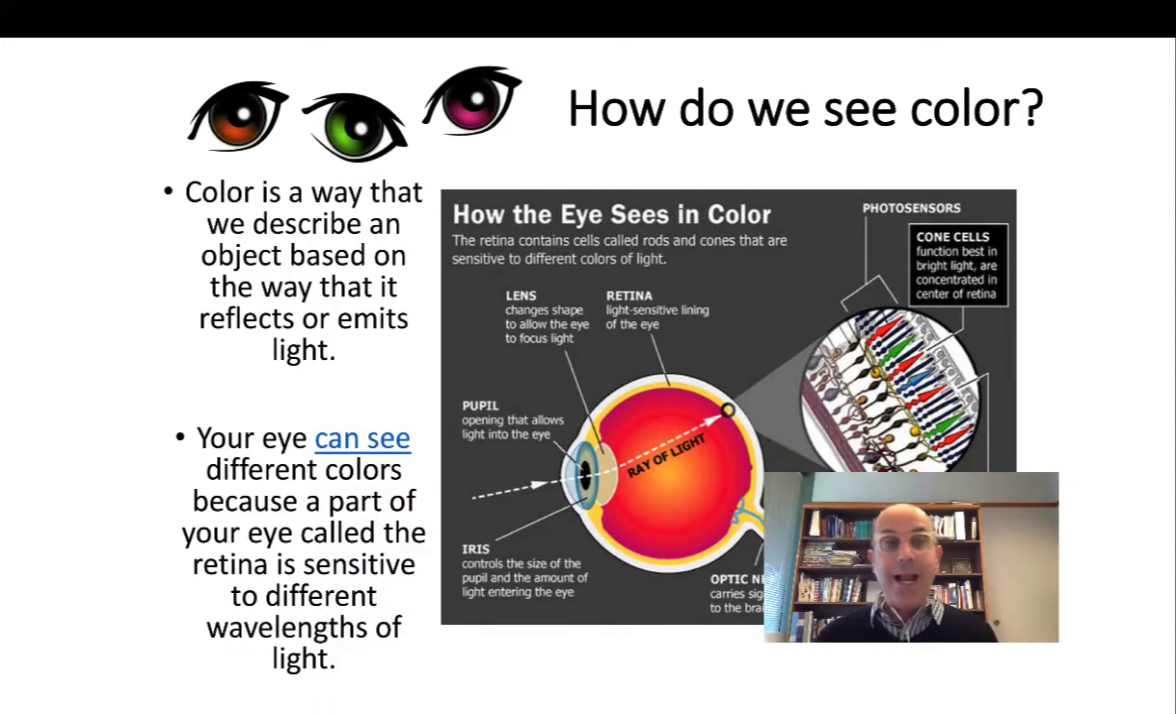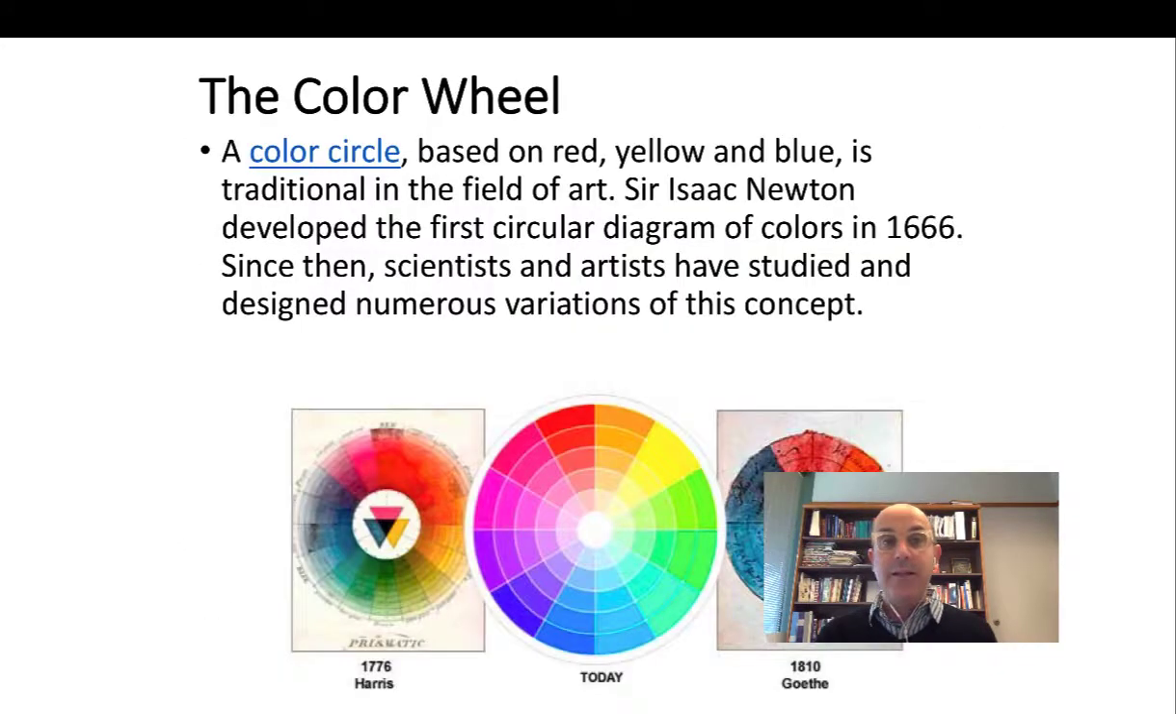So how do we see colors? Colors is always a way that we describe the object based on the way that it reflects or emits light. So we can see different colors because of the sensors that we have in the eye. Basically we have lenses, and the lenses give us the reflection of the light that goes on it.